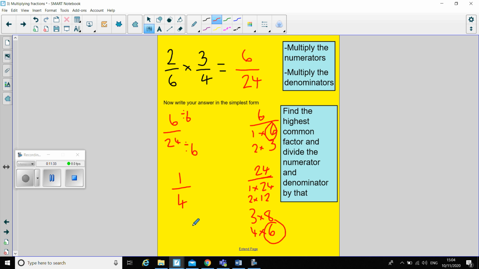Okay, if you'd like to have a go at the work on maths.co.uk then, it is all to do with multiplying fractions by fractions. As I said, quite a few of the questions do ask you to do this simplifying and find the fraction in its simplest form. So have a go.